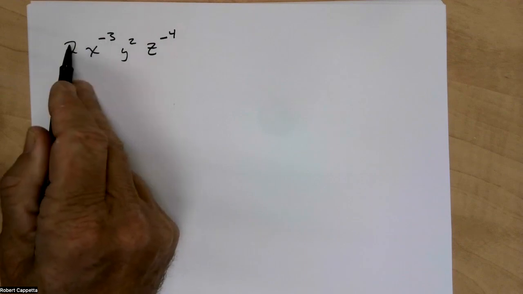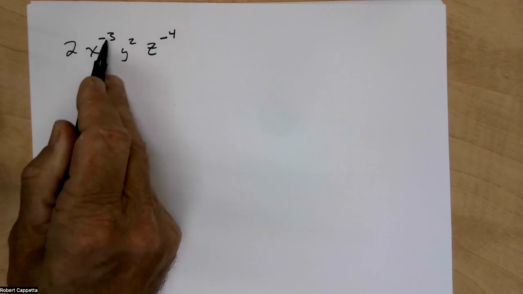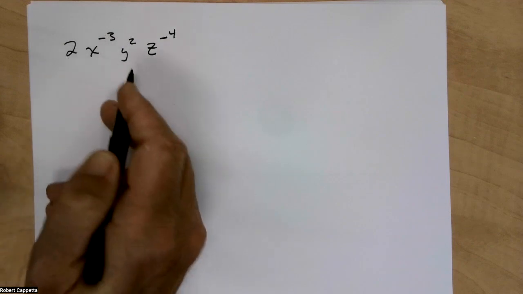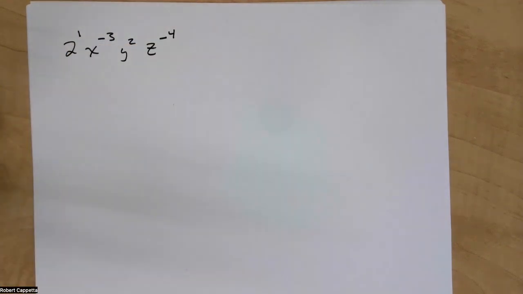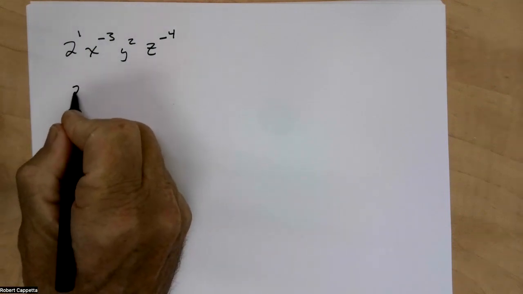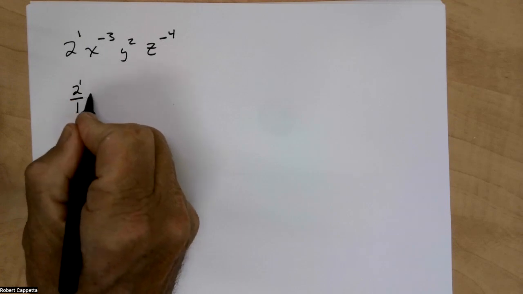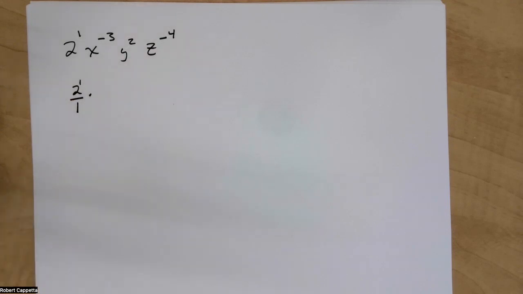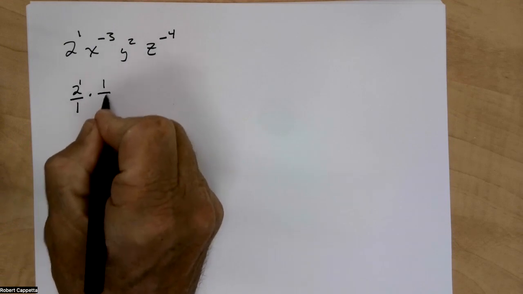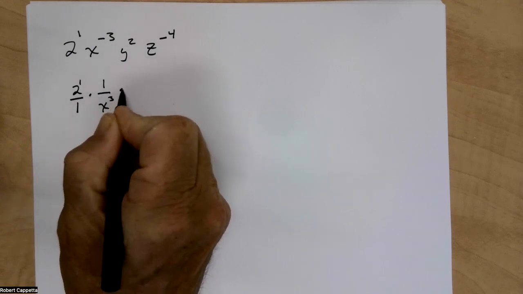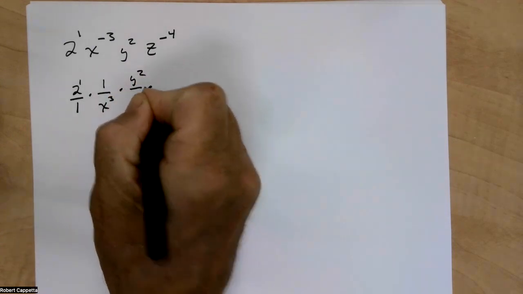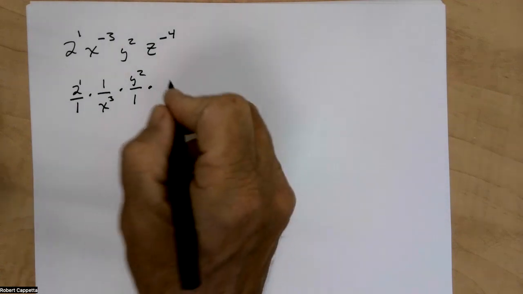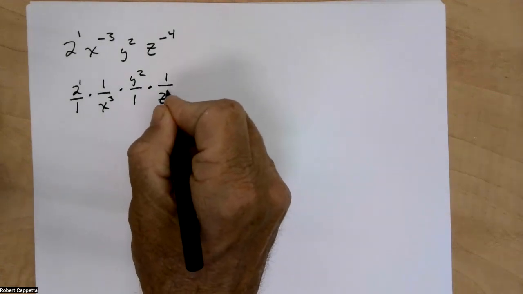Does that negative 3 see that 2? This means x to the negative 3. Does it mean all of 2x to the negative 3? The answer to that is no, because 2 has an exponent of 1. So putting in exponents of 1 is often a good idea. So 2 to the 1, I'm going to write as 2 over 1, or 2 to the 1 over 1, if you prefer. X to the negative 3 means 1 over x to the 3rd. Y to the 2nd is y to the 2nd over 1 as a fraction. Z to the negative 4th as a fraction would be 1 over z to the 4th.